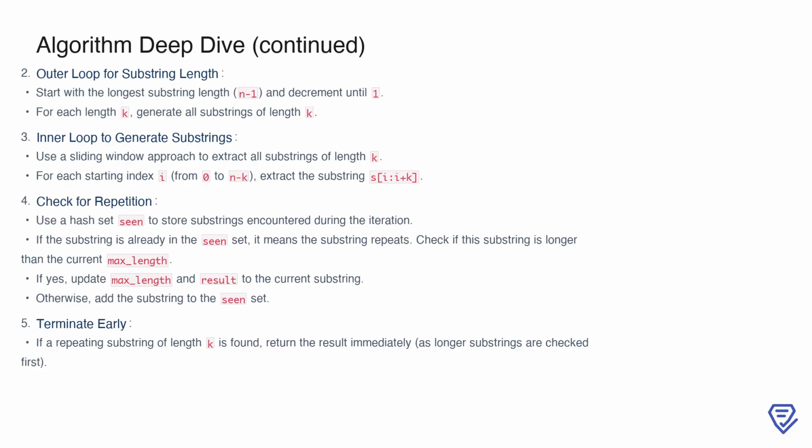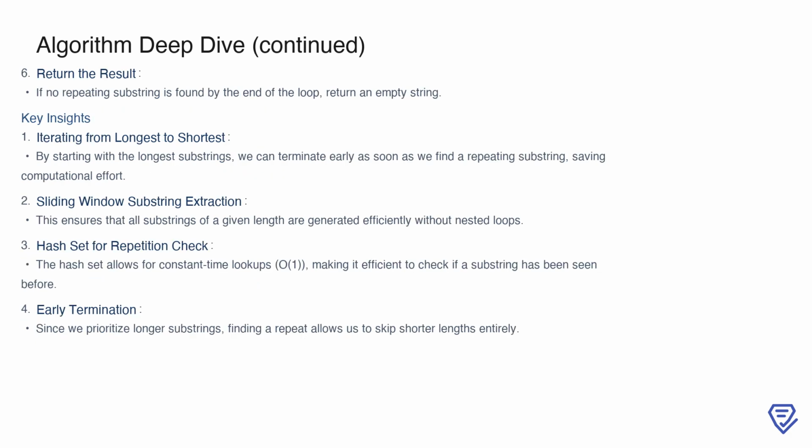Additionally, if we find a repeating substring of the current length k, we can terminate early since longer substrings are checked first, ensuring efficiency. Finally, once all iterations are complete, we return the result. If no repeating substring is found during the process, we return an empty string as the output.